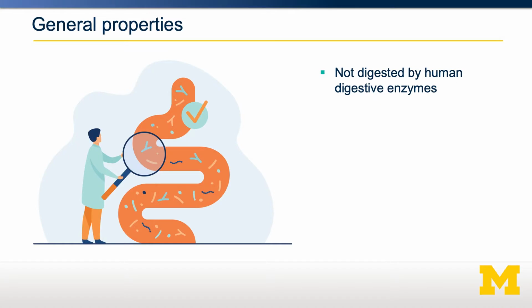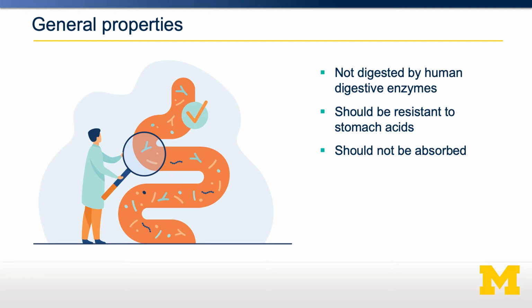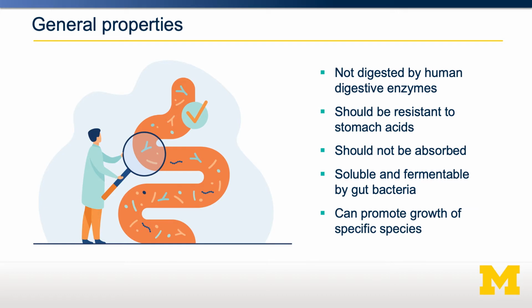Well, there are some general properties that might make something an effective prebiotic. First of all, it can't be digested by human enzymes to any substantial fraction. Second, it should be resistant to stomach acids. If it's acid labile, it won't make it to the large intestine. Third, it should not be absorbed, especially not by the small intestine or before it gets to the large intestine. Generally, they tend to be soluble, and they must be fermentable by at least one bacterial species. Most prebiotics, which have different chemical structures, can promote the growth of specific bacterial species.